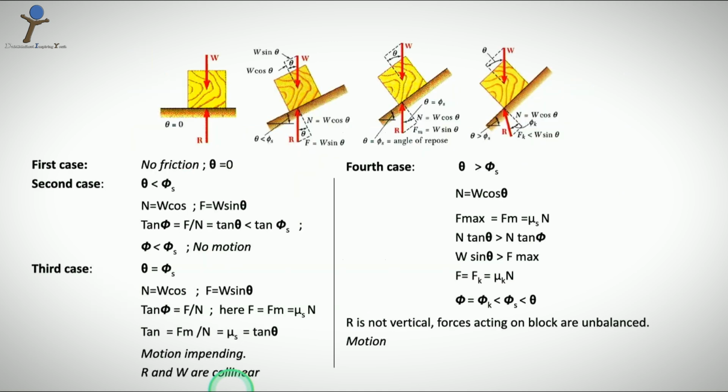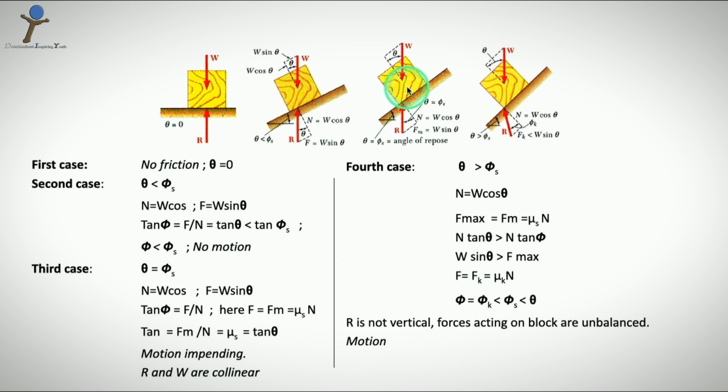Then in the next situation, we consider inclined planes. In the first case, you see the horizontal surface where theta is equal to 0, so there is no friction. In the second case, the horizontal surface is inclined to an angle of theta, and if this theta is less than phi s, then your resolved components are n equal to w cos theta and f equal to w sin theta.